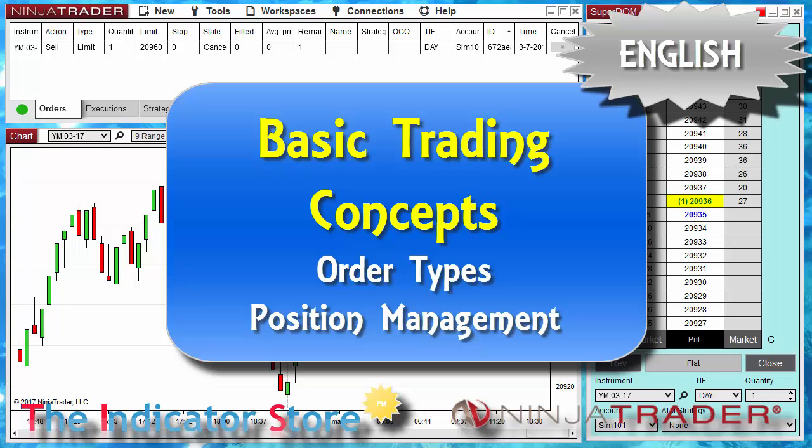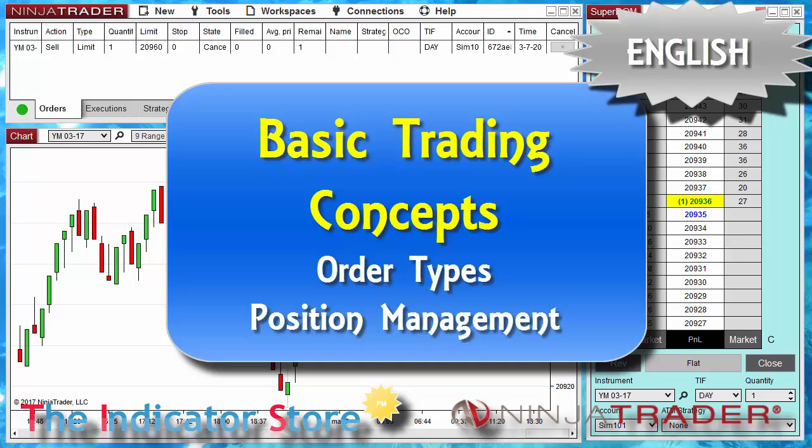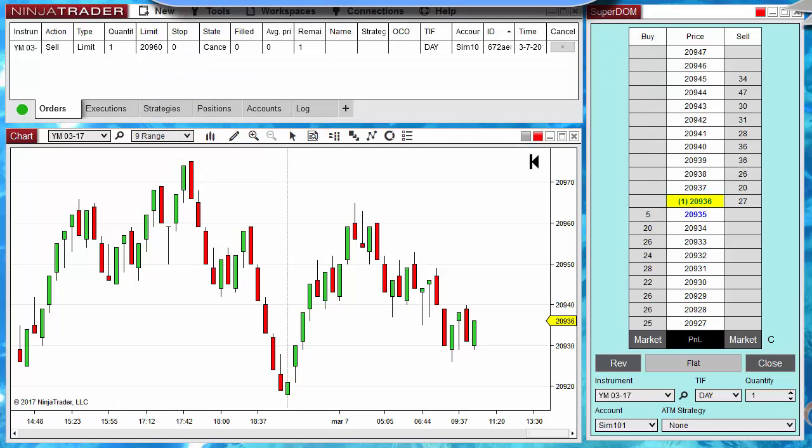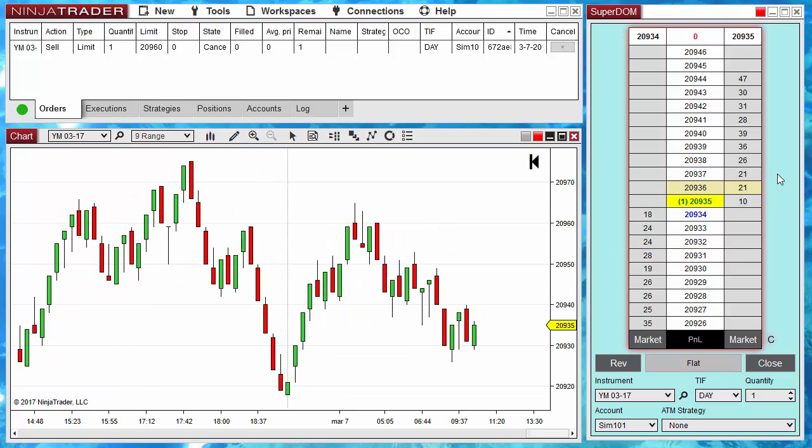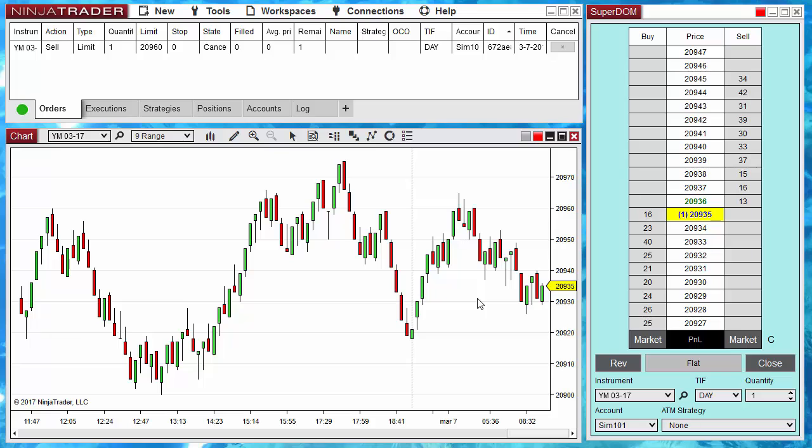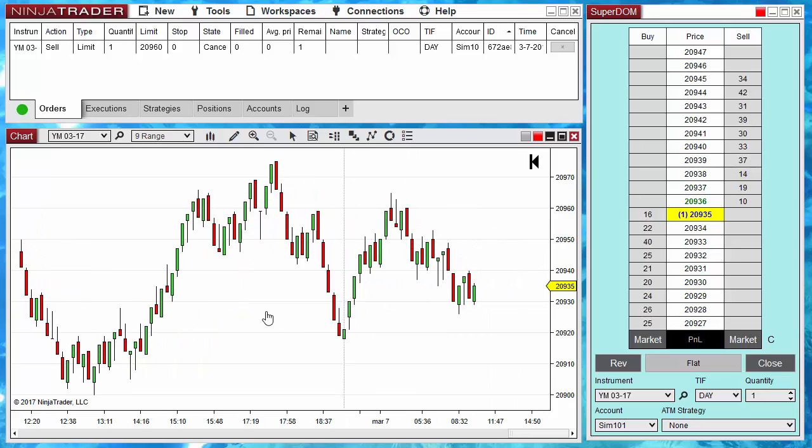Hello, good morning everyone. Today we are going to review a few basic trading concepts. We will check the different order types that we can send to the market and the different places from where we can execute those orders, mainly from the chart and from the DOM. I will be using the Ninjatrader 8 platform, also explaining the differences if there are any with Ninjatrader 7.